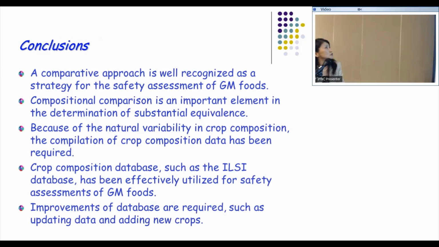And as a conclusion, a comparative approach is well recognized as a strategy for the safety assessment of GM foods. And compositional comparison is an important element in the determination of substantial equivalence. And because of the natural variability in crop composition, the compilation of crop composition data has been required. Crop composition databases, such as the ILSI database, have been effectively utilized for safety assessments of GM foods. But still, improvement of the database is required, such as updating data and adding new crops. Thank you very much for your kind attention.